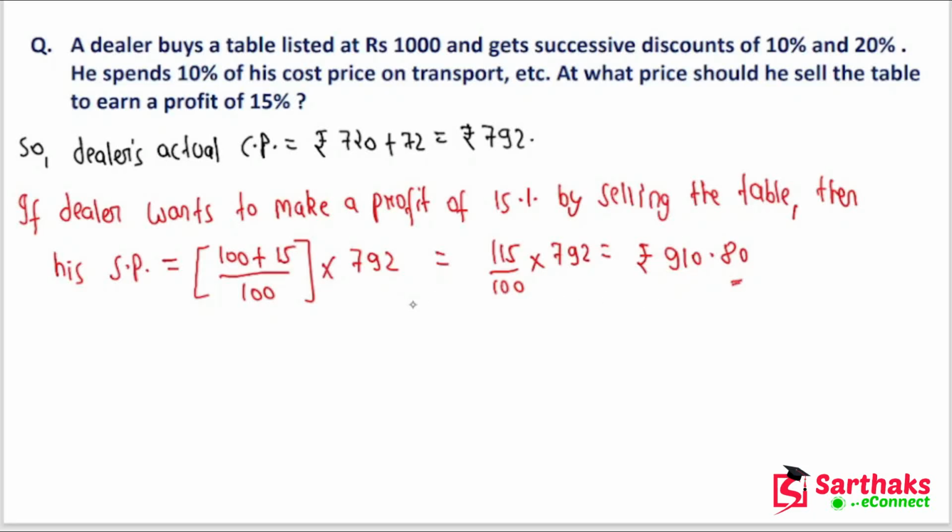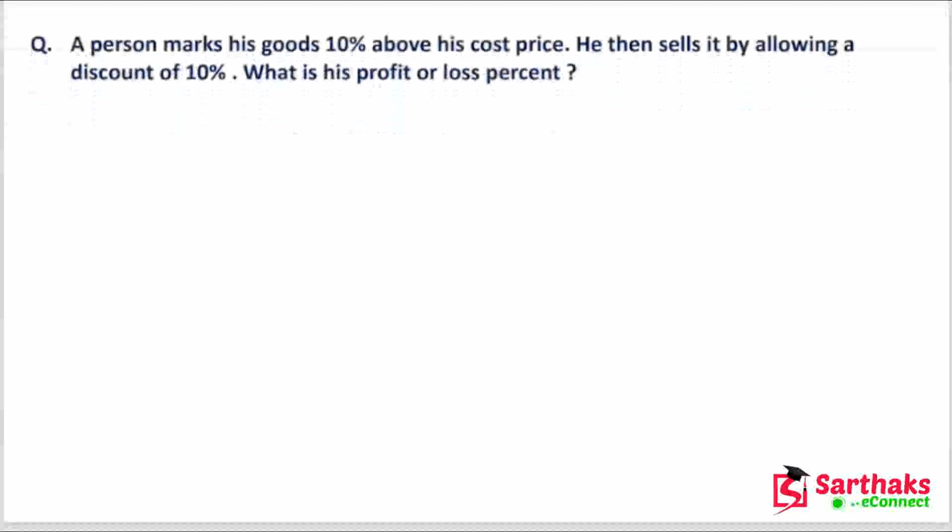Okay, let us move on to the next question, which says a person marks his goods 10% above the cost price. He then sells it by allowing a discount of 10%. So is he in profit or loss? Most of the people do that, right? Whenever you find any discount, most of the time what happens is they actually increase the cost price and then give a discount. Still they are profitable.